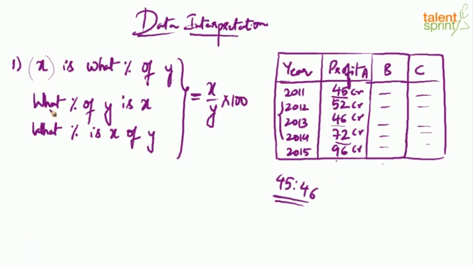See this one? What percent of Y is X? So of Y, Y goes in the denominator. What percent is X of Y? X by Y into 100. So of Y again. That's the technique: whatever is followed by "of", you just take that in the denominator. Clear? So that's concept number one.